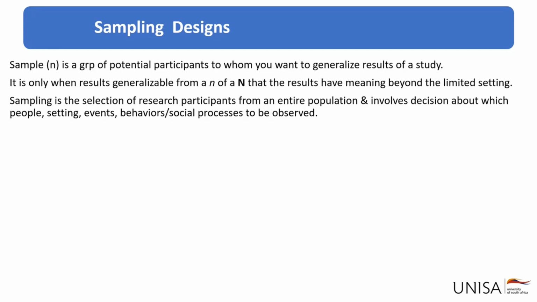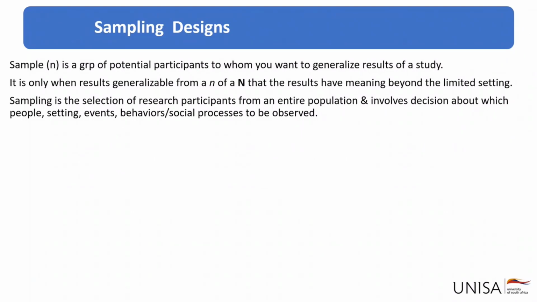Sampling design. It is only when research results are generalizable from a sample of a population that the results have meaning beyond the limited setting. So in other words, if you are going to generalize the results of your research, your sample from the population really has to be representative. Then the meaning will go beyond the limited setting.